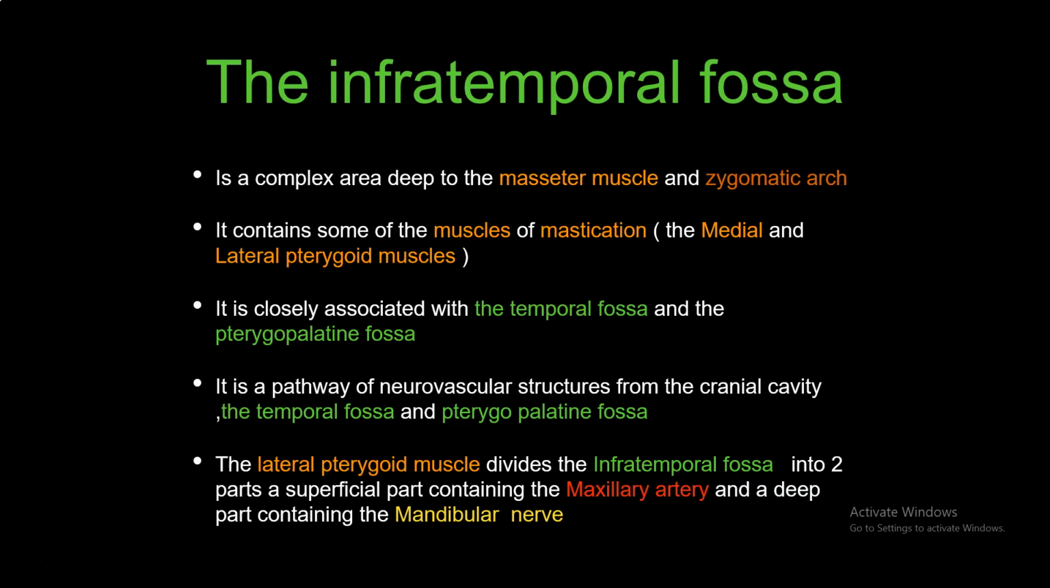The importance of the infratemporal fossa is that it is a very important pathway for neurovascular structures from and to the cranial cavity and to the temporal fossa and pterygopalatine fossa. Also, the lateral pterygoid muscle divides the infratemporal fossa into 2 parts: a superficial part containing the maxillary artery and a deep part containing the mandibular nerve. In most cases the maxillary artery is superficial to the lateral pterygoid, but sometimes, not usually, you can find it deep. But on the whole, the nerve is deep to the muscle and the maxillary artery is superficial.